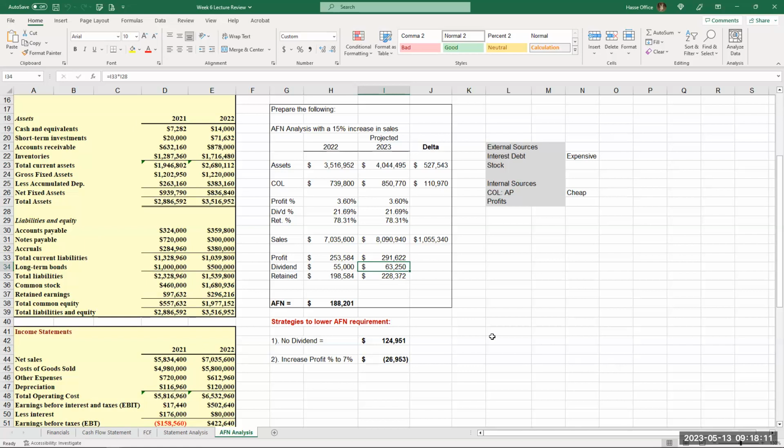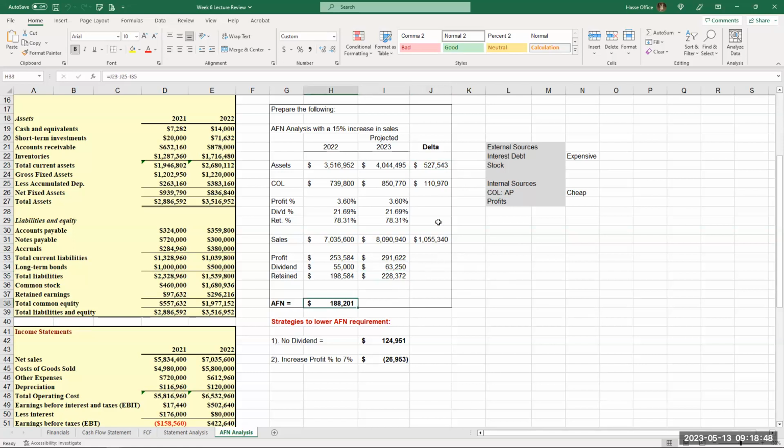So if we have a profit projected next year, and if we have a dividend projected next year, that's going to give us $228,000 of additional profits that we can use to fund this increase in our assets to produce the increase in sales. So now we've calculated we're going to need a little bit over $500,000. 110,000 of it is going to come from operating liabilities and short-term debt, and 228,000 of it is going to come from profits. The difference is called our additional funds needed.